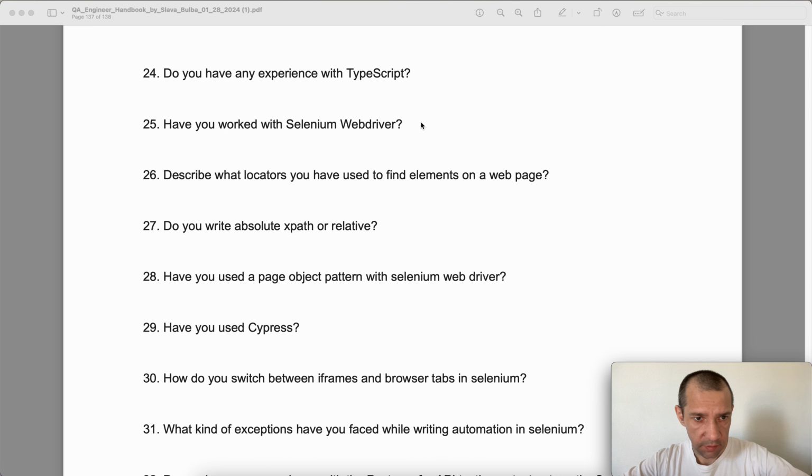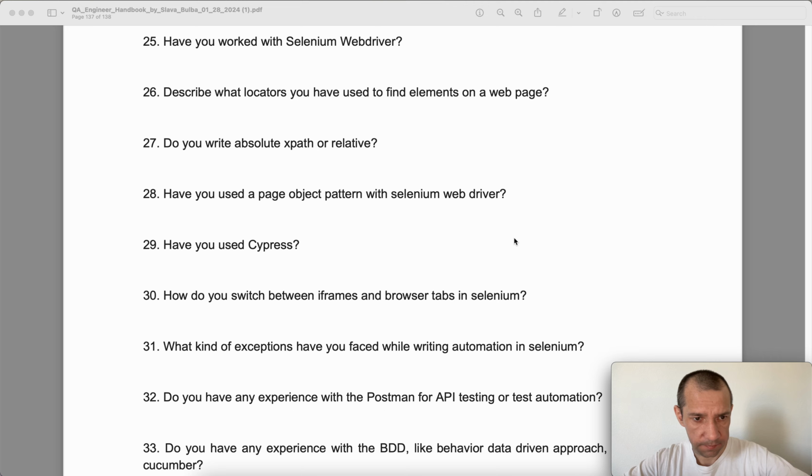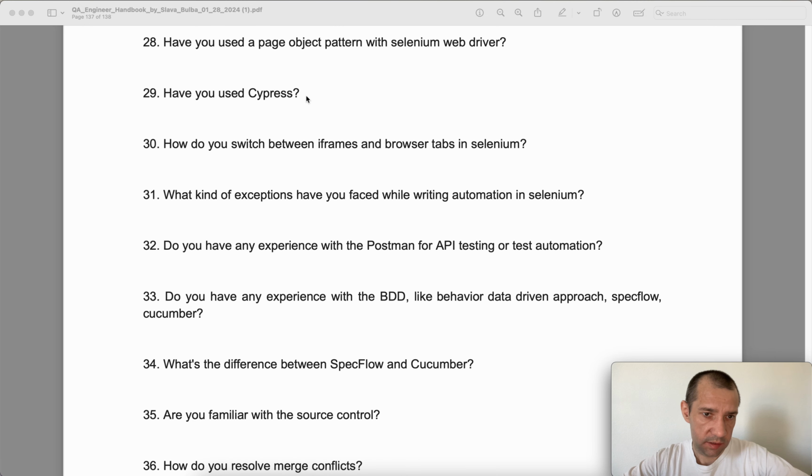Have you worked with Selenium WebDriver? Describe what locators you have used to find elements on the web page. Do you write absolute XPath or relative ones? Have you used the page object pattern with Selenium WebDriver? Also explain what it is, what's the idea behind it. Have you used Cypress? How do you switch between iframes and browser tabs in Selenium? What kind of exceptions have you faced while writing automation in Selenium? Like element not found exception and so on.